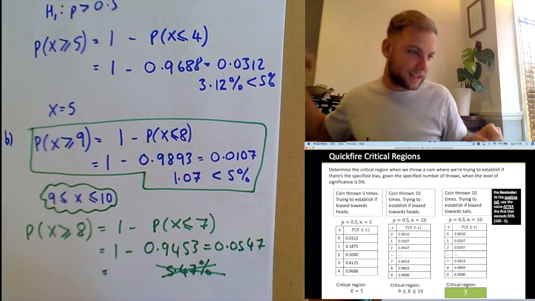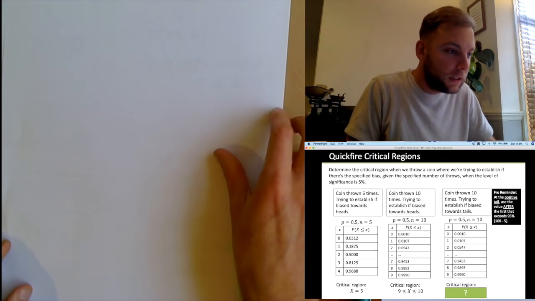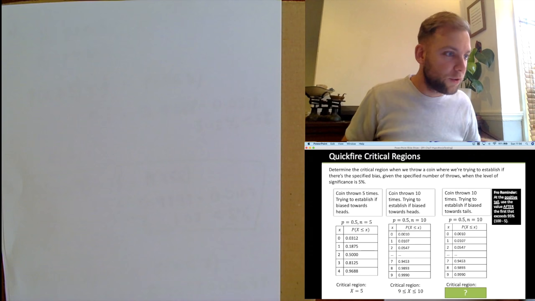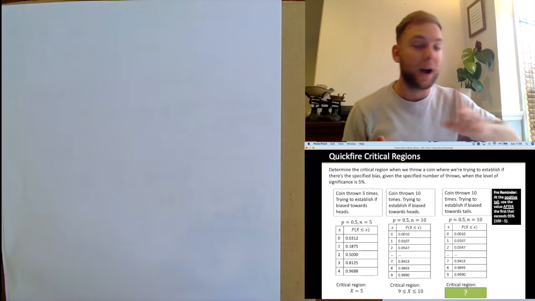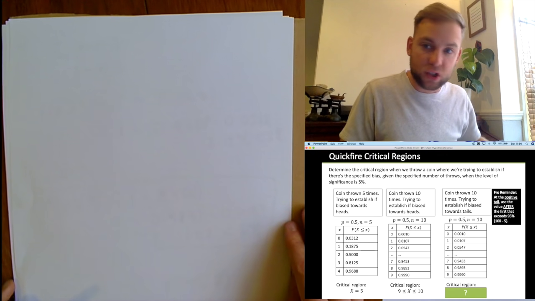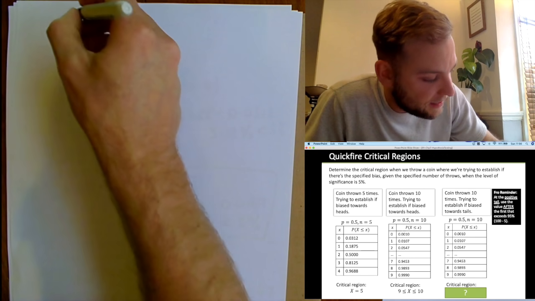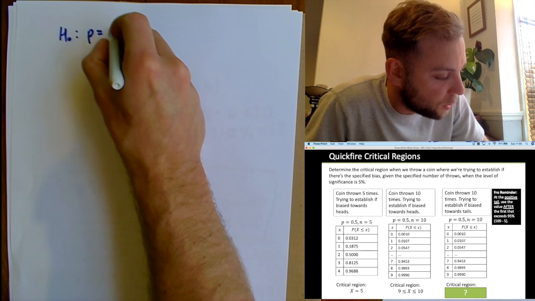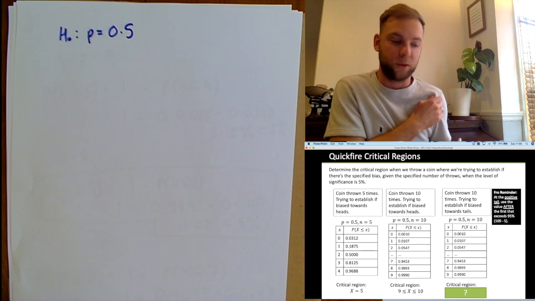Right, on to this last one here. A coin is thrown 10 times and we're trying to establish if it's biased towards tails this time. Now, I'm just going to do the start of this one. So my original hypothesis in this case is the same, a population parameter, which is that a coin has got a probability of heads of 0.5.